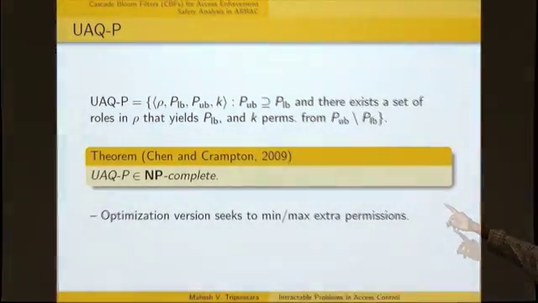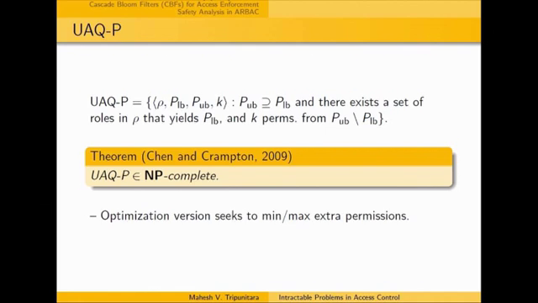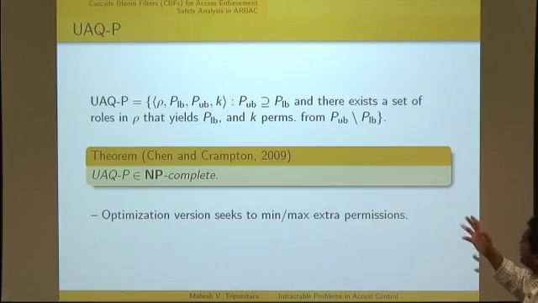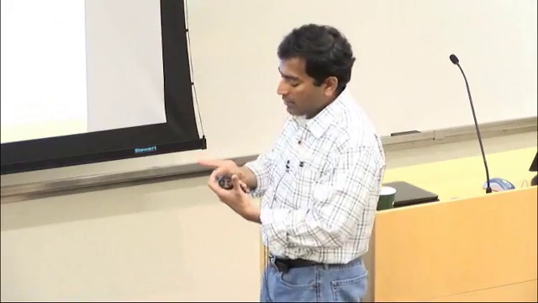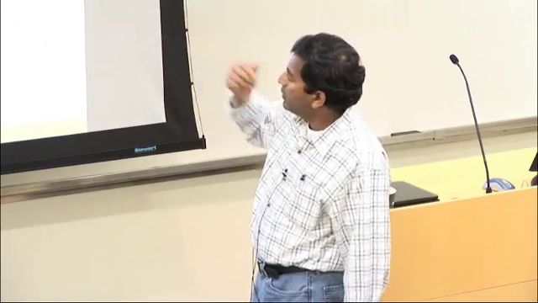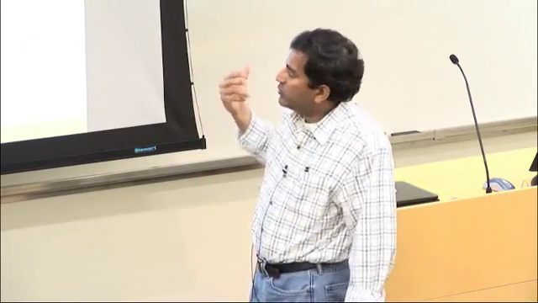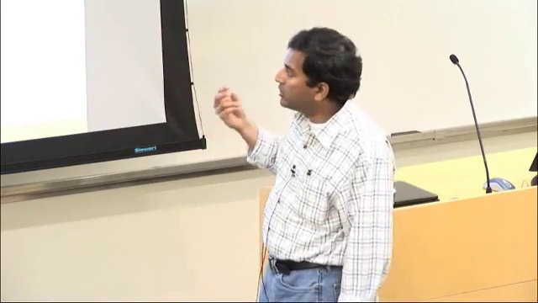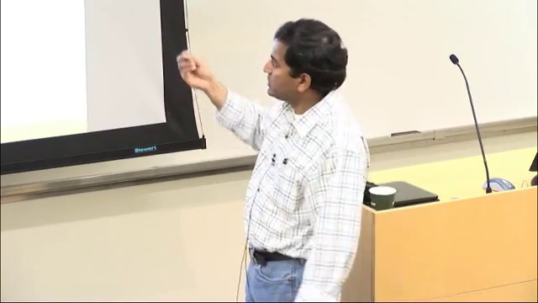So here's a new problem or language. We have the RBAC policy rho. We have a lower bound set of permissions, and then we have an upper bound set of permissions. Presumably the upper bound is a superset of the lower bound. The difference between them is exactly the slack that Alice is willing to tolerate. And now we have the k, because what she wants to say is, for example, I want as few extra permissions from PUB minus PLB.